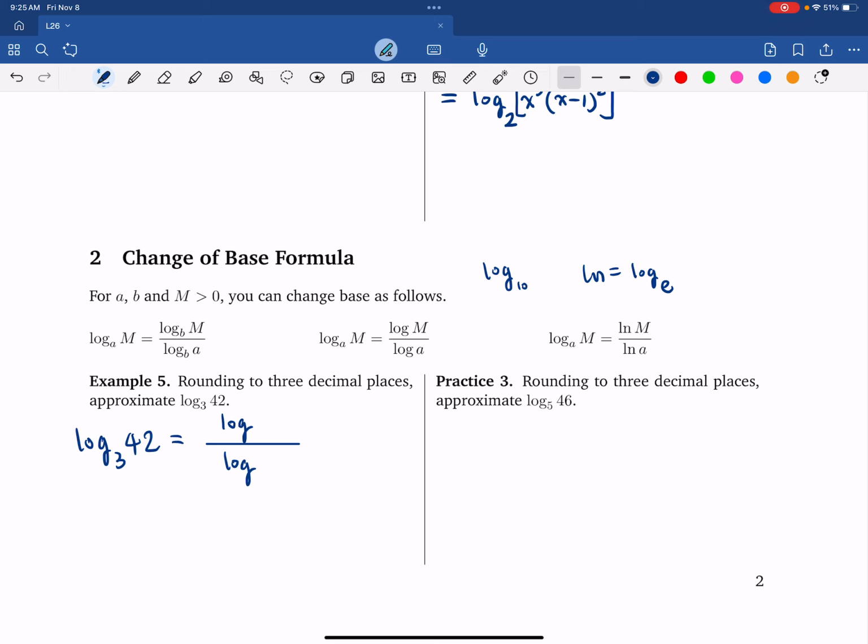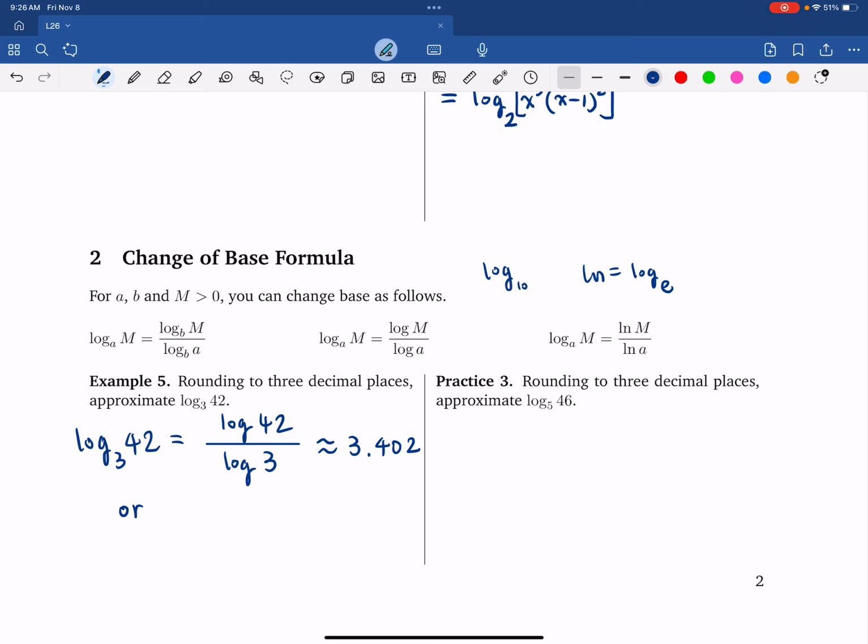And then you put 42 on the top, which is the number on the top in the original as well. So you could just see this is on the top, this is on the bottom. That's why 42 goes to the top, 3 goes to the bottom. So log of 3. Then go to your calculator, calculate these two and divide. For this one, you're going to get approximately 3.402.